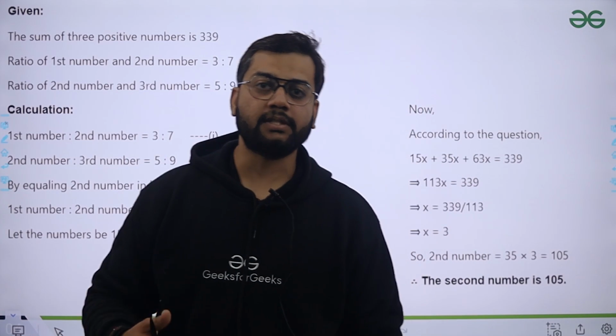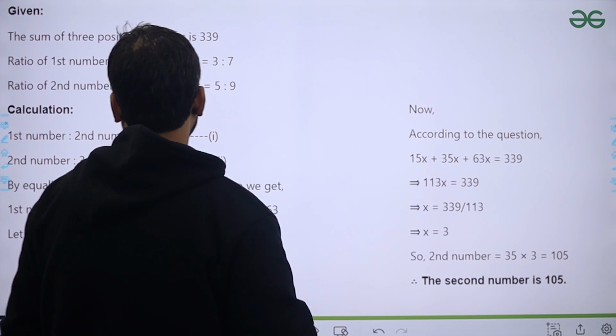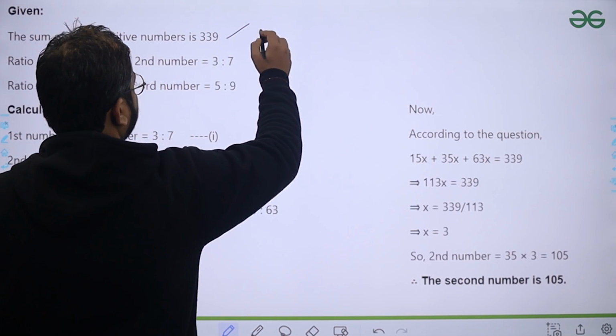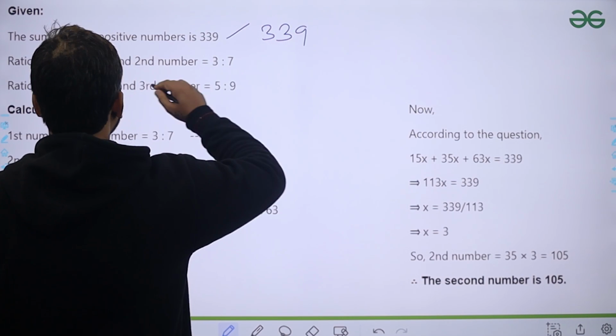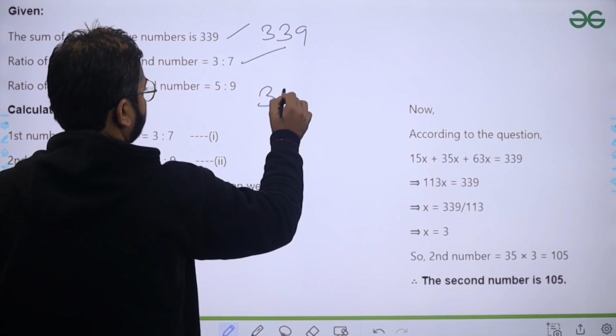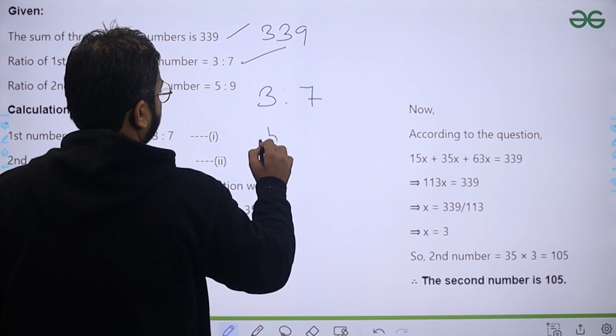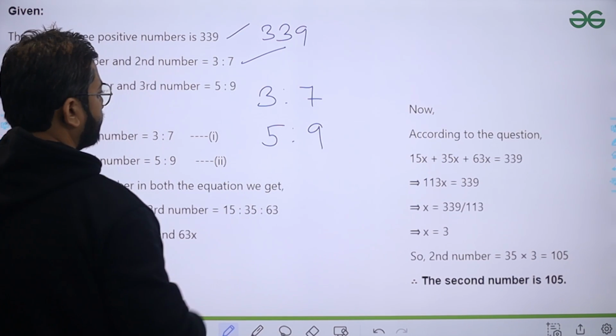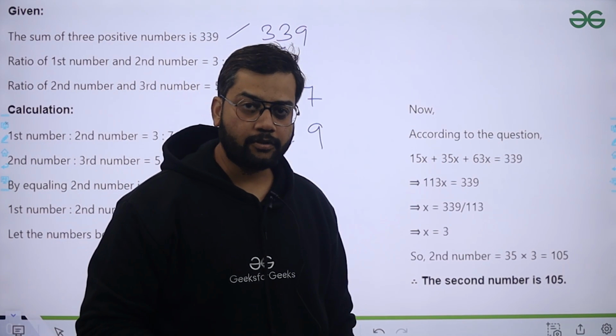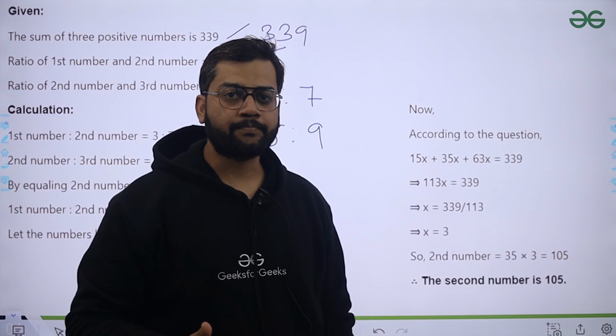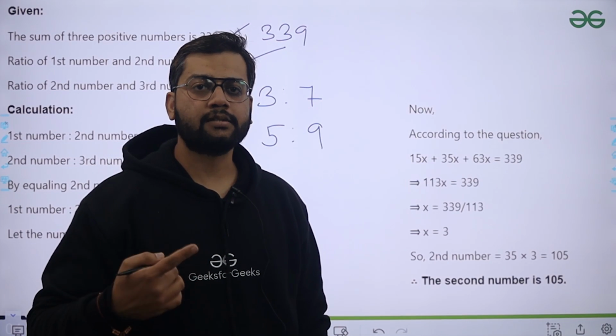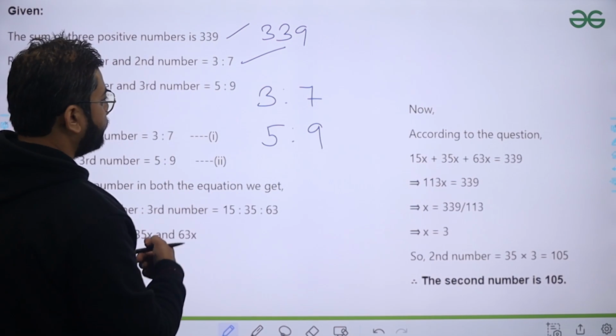Let's assume the number is x. The sum of the numbers is given as 339, and the first to second number is 3:7, and 5:9 is the second to third number. Now the ratio is given in this format, so try to do one thing: make the middle number common. How can we make the middle number common?